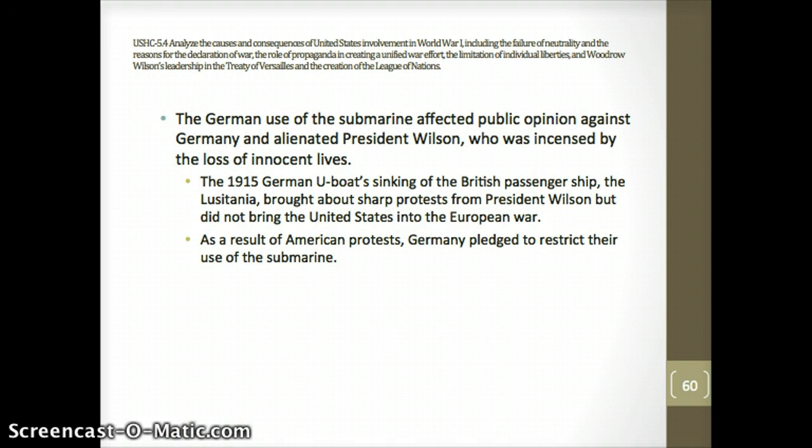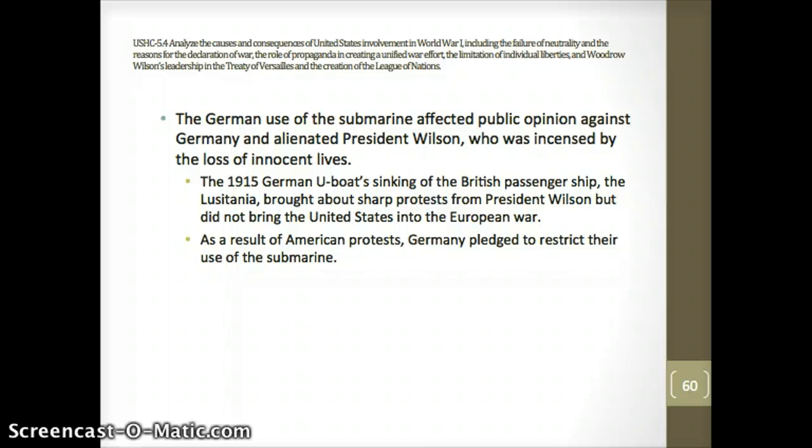Of course, the Germans are going to try and stop our shipments to Great Britain, since they're at war with Great Britain. And so us supplying the British will really hurt the Germans. So they try and sink our ships that are on the way over to Britain to give them war goods. The use of submarine warfare is going to affect public opinion against the Germans. We're going to see the Germans as being bad guys. And it's also going to hurt President Wilson, who's getting upset by the loss of innocent lives.